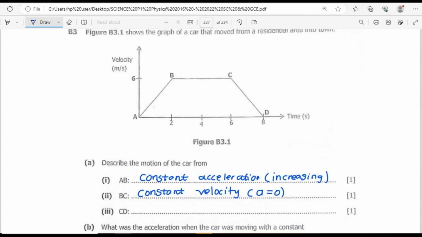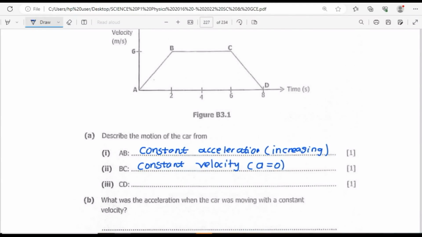So in our case, we can summarize that acceleration is 0 when an object is at rest, which is if an object is not in motion. Then the second one, the acceleration is also 0 when the velocity is constant. So at this point BC, the acceleration is 0.